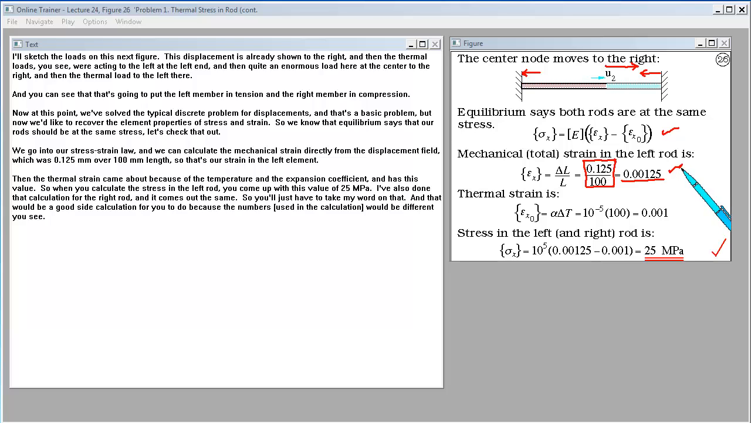Then the thermal strain came about because of the temperature and the expansion coefficient, and has this value. So when you calculate the stress in the left rod, you come up with this value of 25 megapascals. I've also done that calculation for the right rod, and it comes out the same. So you'll just have to take my word on that. And that would be a good side calculation for you to do, because the numbers would be different, you see.